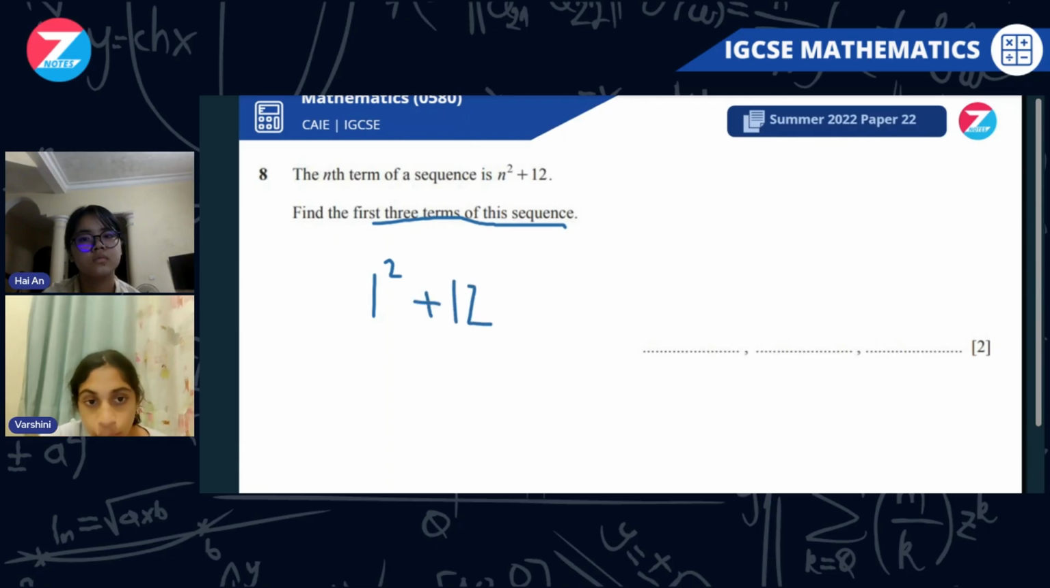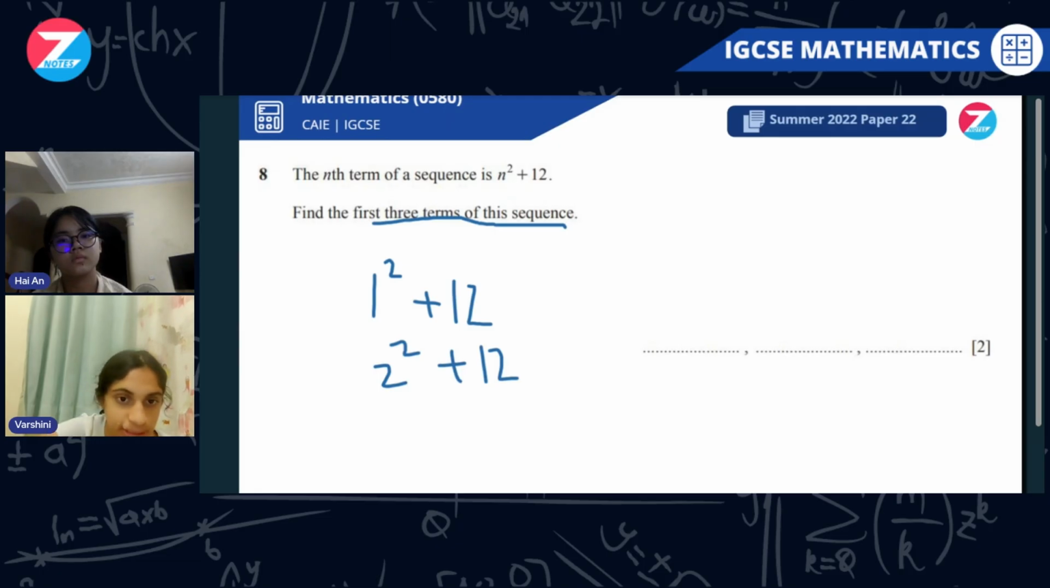For the second term, we have to substitute 2 into n. That's going to be 2 squared plus 12. And lastly, for the third term, we substitute 3 into n. That's going to be 3 squared plus 12.